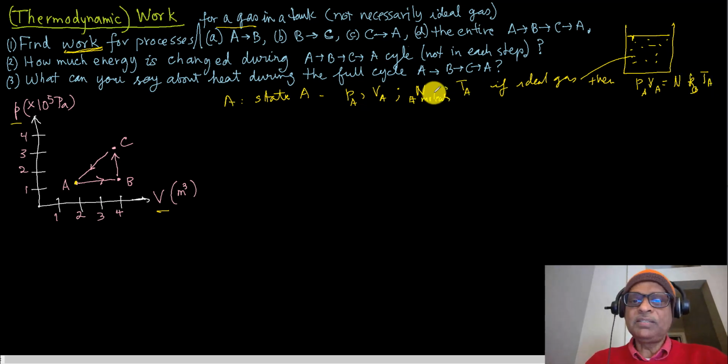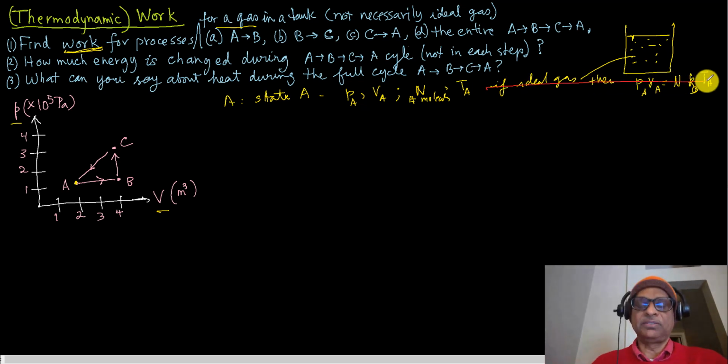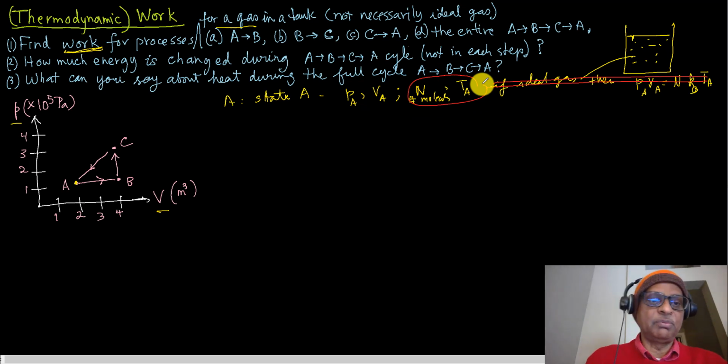But for our problem this may not be the case. So don't assume you have access to temperature or the number of molecules. We don't have access to these in this problem. Sometimes the students get sidetracked with that, and I just wanted you to not get sidetracked. Okay, so A is that. So these are given.